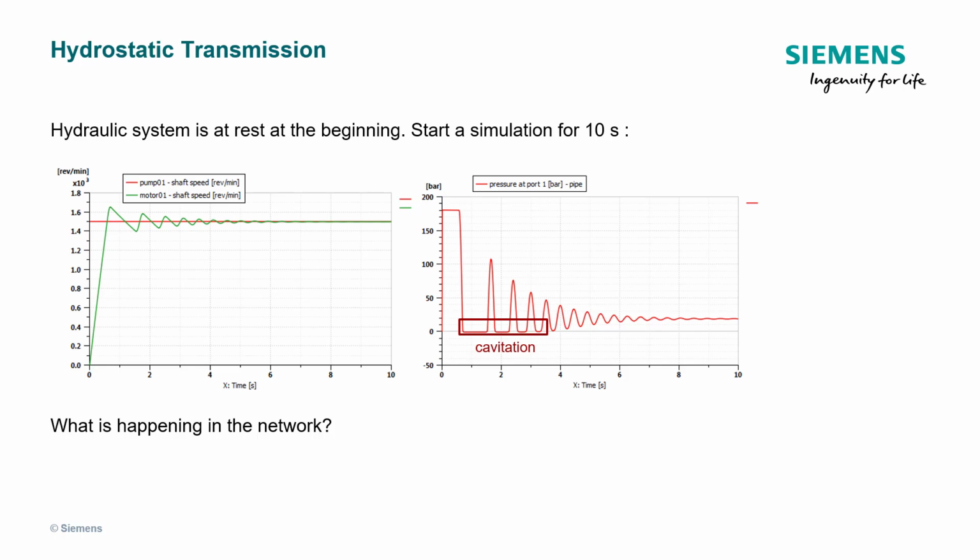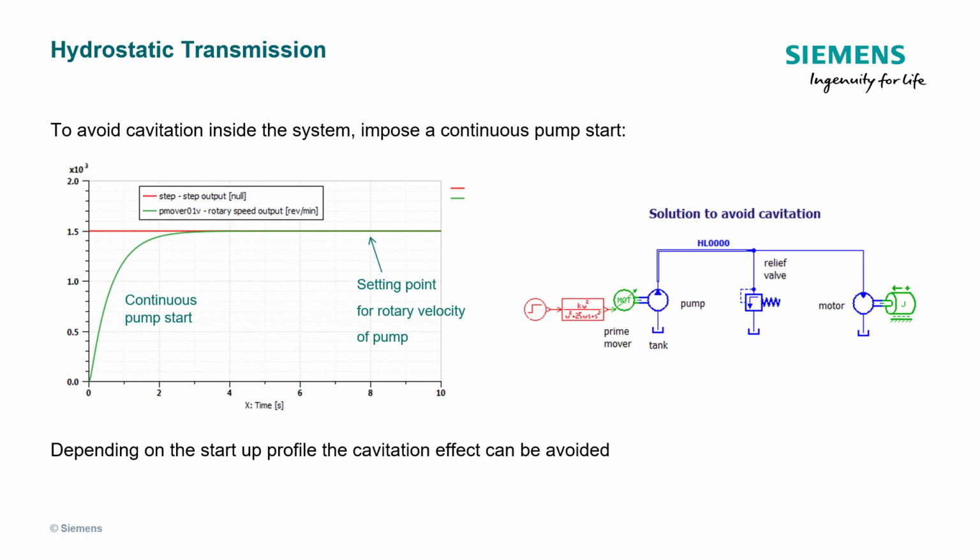So what's happening in the network? It's cavitation. Because the motor rotates faster than the pump, which means the provided fluid is not enough to drive the motor or the rotary load, it will cause the pressure to drop down, and eventually leads to cavitation phenomena. This is not allowed in a hydraulic system, otherwise the pump will be damaged in this situation.